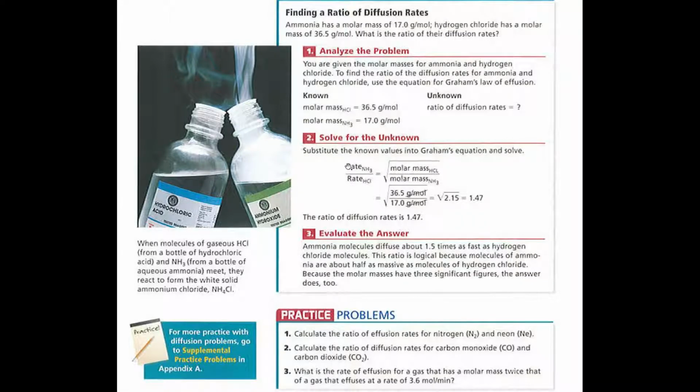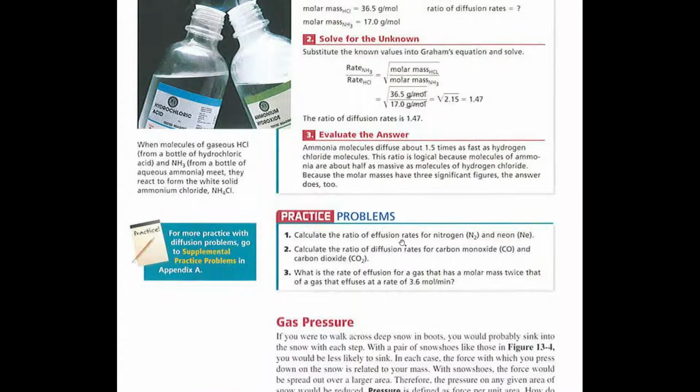See how we read that? We read this top one, and then the bottom. Although something I do want to point out: the rate of NH3, and then the molar mass of NH3 is on the bottom over here. You see that? So NH3 is on the top over here, but NH3 is on the bottom over there. Look out for that as well.